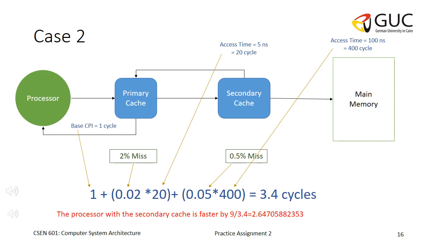So what we have here is 3 ports. The first port is between the processor and the primary cache. The second port is between the primary cache and the secondary cache, and last but not least is the port between the secondary cache and the main memory. Of course, the biggest delay is when we are accessing the main memory, then the secondary cache, and the least is the primary cache.